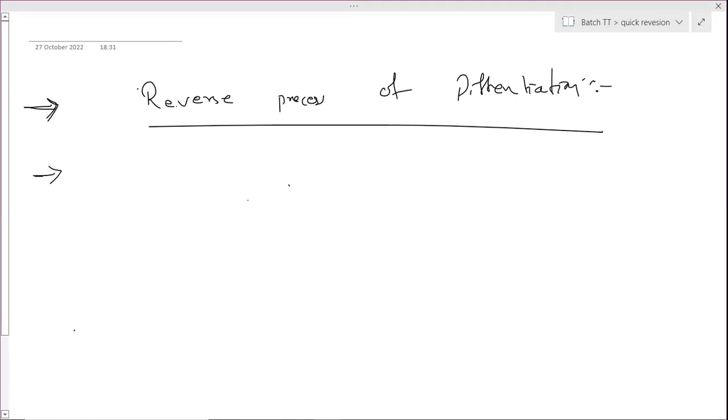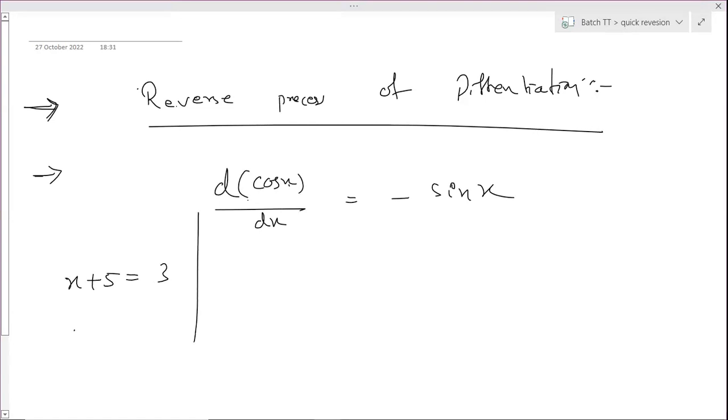So if I ask you what is the differentiation of cos x? Cos x is minus sin x. Minus sin x, absolutely right. So what is integration? It's basically the opposite of differentiation. Like the differentiation of cos x is minus sin x, so the integration of minus sin x will be cos x. Absolutely right.